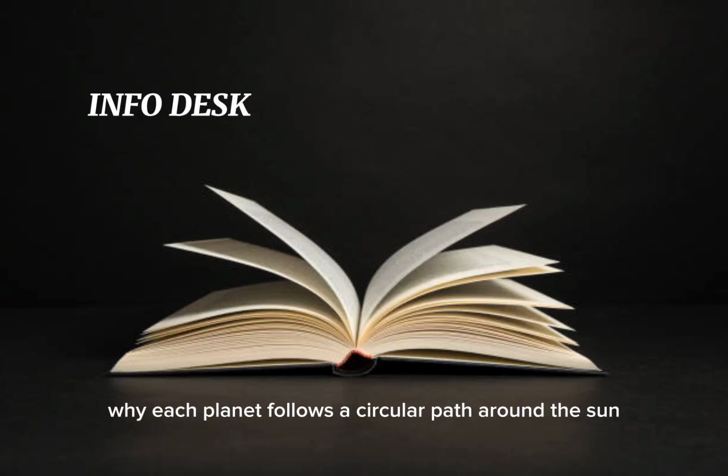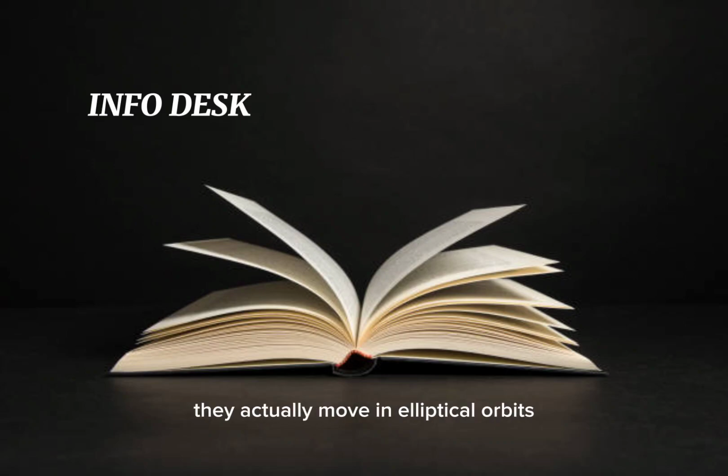Why each planet follows a circular path around the Sun. It is commonly believed that planets follow circular paths around the Sun. They actually move in elliptical orbits. An elliptical orbit is a stretched-out circle. It is a type of curved path that planets, including Earth, follow around the Sun. In an elliptical orbit, the planet's distance from the Sun varies throughout its orbit.